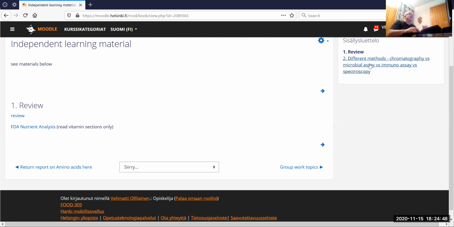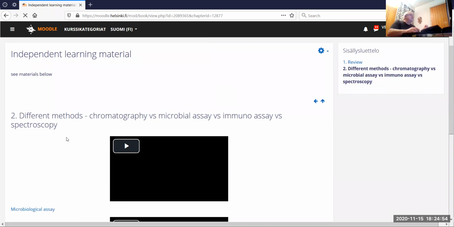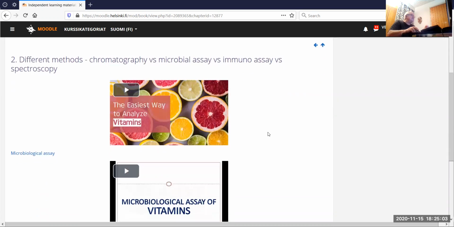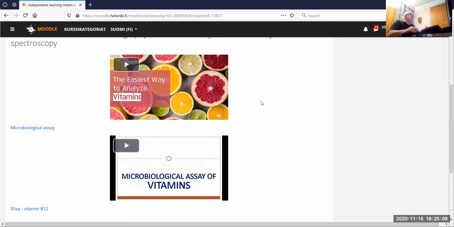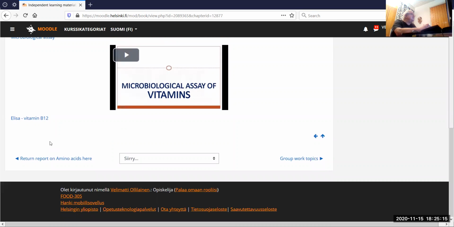And then on the next part of this, I gave you some different methods: chromatography, microbiological assay versus immunoassay versus spectroscopy. And here is something about your reading about this microbiological assay, vitamin analysis using a spectroscopic method. And here's also an example of this ELISA method for vitamin B12, ELISA, which is immunoassay or enzyme linked immunoassay is the proper word. Yeah, ELISA.